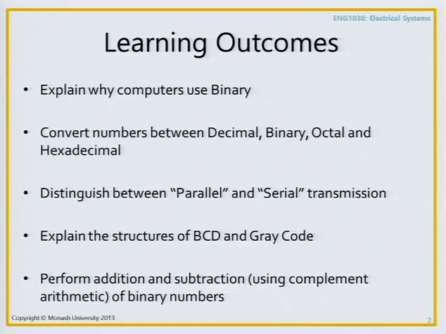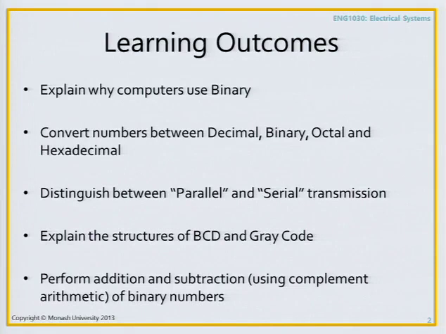We want to be able to convert numbers between a number of number systems. Decimal, which is the one we're most familiar with. Binary, which we will become very familiar with. And some not so mainstream ones, such as octal and hexadecimal, which are both useful, particularly in electrical engineering and anything to do with programming. We want to distinguish between parallel and serial transmission. The name is very self-explanatory when we come to that.